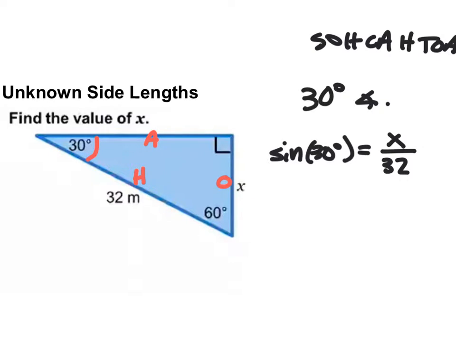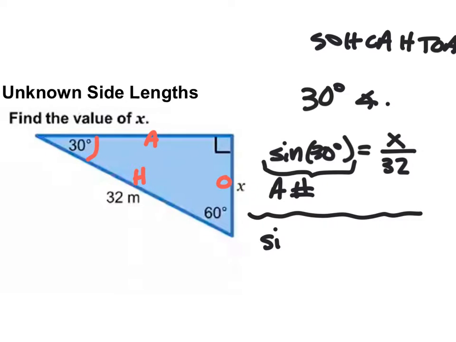Now what I need you guys to realize here is that when you type in sine of 30 degrees into your calculator, this is a number. Because this is a number, when you type that in, it's going to give you the ratio of sides. Because I have a number, I can multiply it, I can divide it, I can do whatever I want with it. So you can operate with sine of 30. So I'm going to rewrite this. Sine of 30 degrees is equal to x over 32.